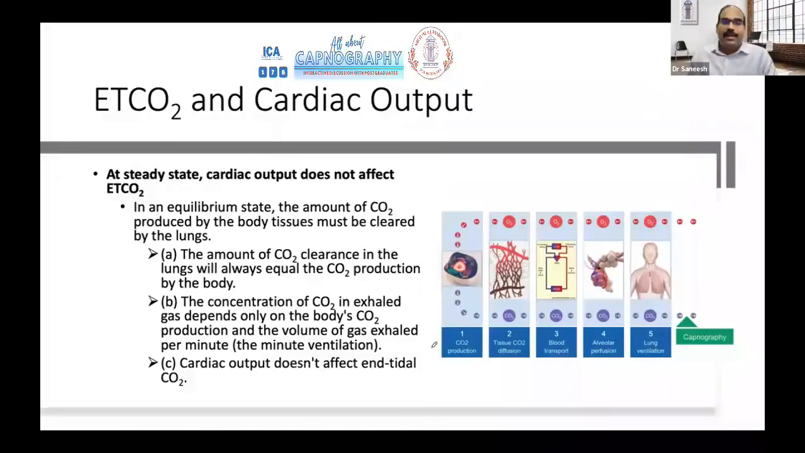Some more points. Relationship between EtCO2 and cardiac output. As I mentioned right in the beginning, the smoke of the metabolism, the fire, is CO2. So the amount of CO2 clearance in the lungs will always be equal to the carbon dioxide production in the body in the normal state. The concentration of CO2 in exhaled gas depends only on the body's CO2 production and the minute ventilation. So if the production matches minute ventilation, no accumulation. Cardiac output doesn't affect EtCO2 in a steady state. So this is one take-home message: cardiac output doesn't affect EtCO2 in the steady state.